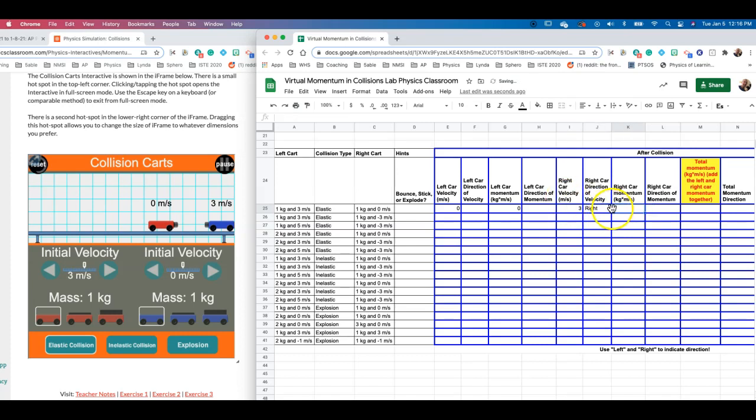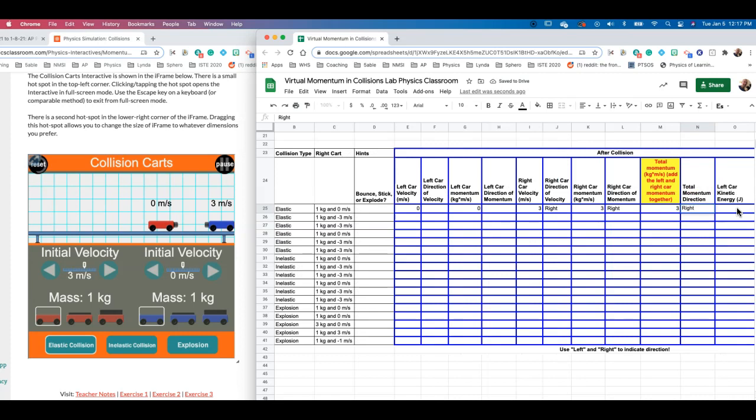The right car momentum is going to be 3 times 1, because we have 3 meters per second times 1 kilogram, so that is 3. And the direction of the momentum is also to the right. If I add the momentum of the left car and the right car, 0 plus 3 is 3. And because that's positive, the direction of the momentum here is going to be to the right.